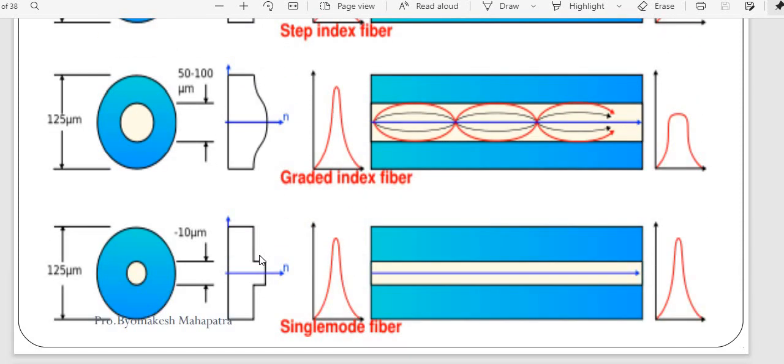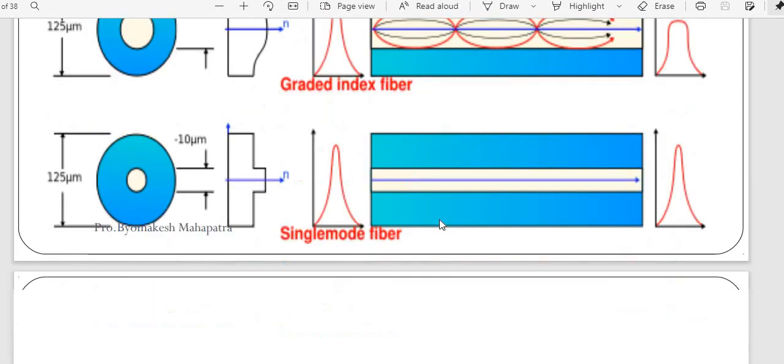Similarly, the next part we have is single mode fiber. Single mode means a single line. The core should be less and the cladding should be more, and this is the waveform. One complete steeper lobe you will get for single mode.